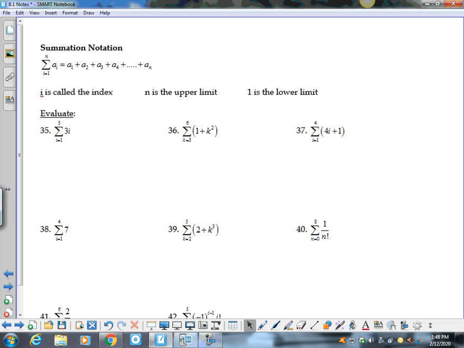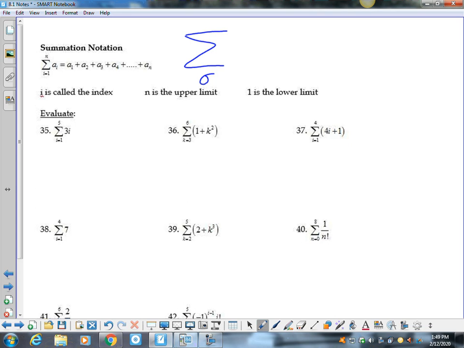Okay, so this video is to finish up 8.1 notes. We're going to start with the summation notation. We have a new symbol. It is the Greek letter sigma. It's capital sigma. This is lowercase sigma that you use in statistics. Sigma in math means sum.